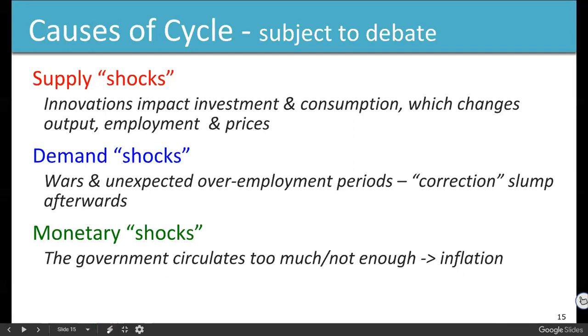But technology will change our investment, change our consumption, and that as a result is going to change the output, what the companies are producing, employment, prices. Better or worse? Yes. Sometimes better, sometimes worse. New technology, like computers, creates jobs in computers. Woohoo! It causes people to lose jobs in typewriter repair work.